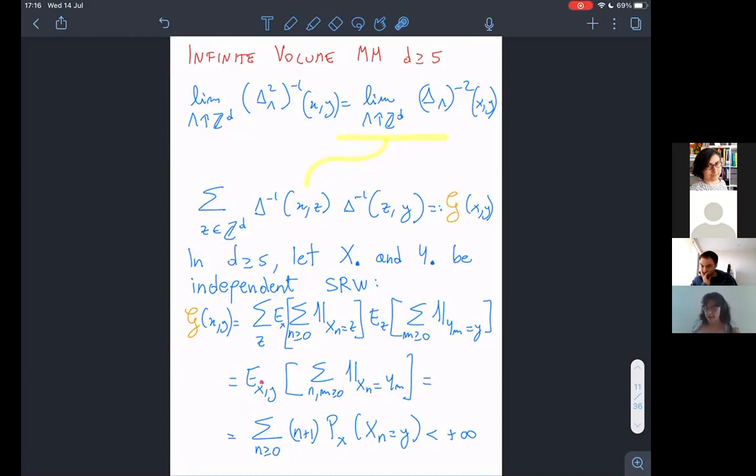So you take two independent simple random walks, one starts at x and one at y. You count how many times they intersect on average. This is going to represent the inverse of your bi-Laplacian operator on the entire lattice whenever d is larger than 5. So essentially, this means that you're justified in defining a membrane model on the entire Z^d.